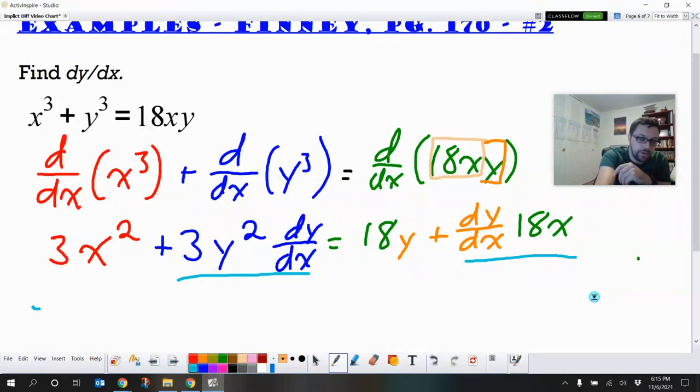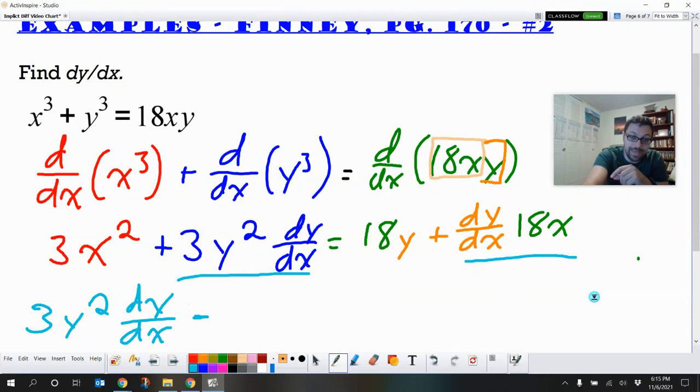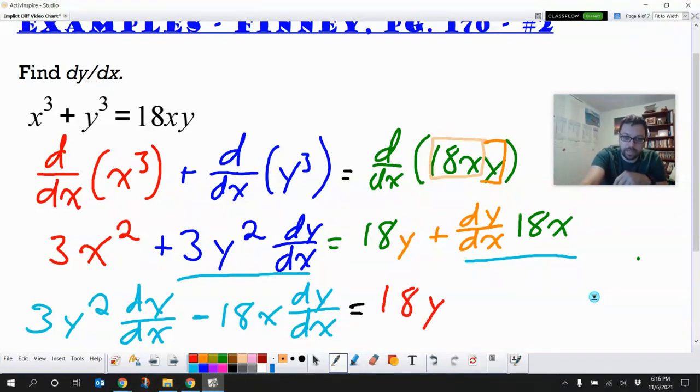So let's see. We've got 3y squared, we'll have that first, dy/dx. And then we're going to bring this 18x dy/dx over to the other side, so it'll be negative 18x dy/dx. And we want this to be the dy/dx side. So sorry, 3x squared, you're going to the other side. I don't know if I got those lefts and rights right. So we get 18y minus 3x squared.